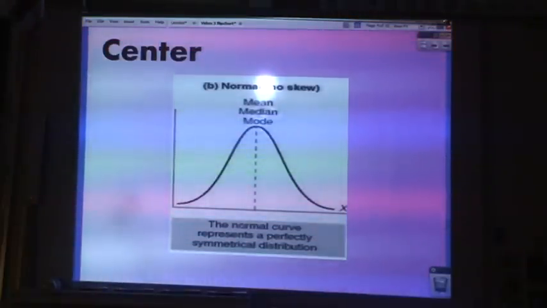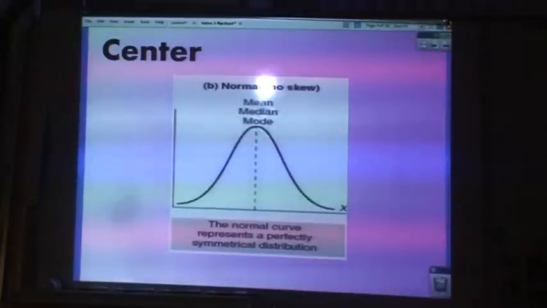On a normal distribution, like a bell curve, the center is where the mean, median, and the mode all are. This is why it's called a bell curve.